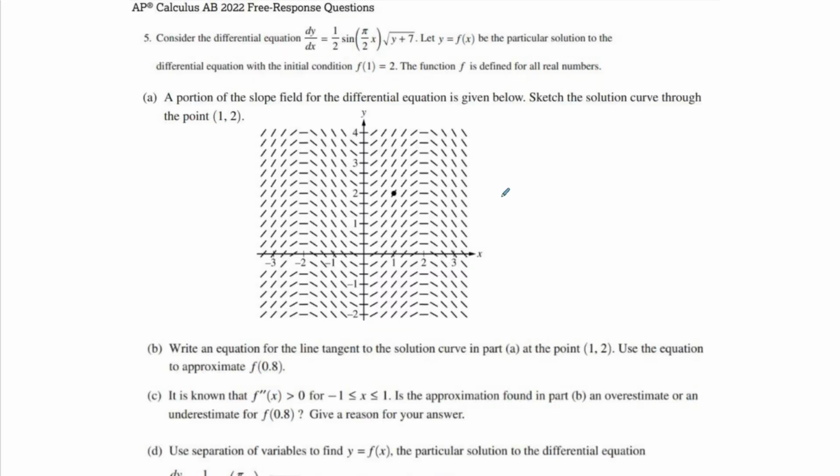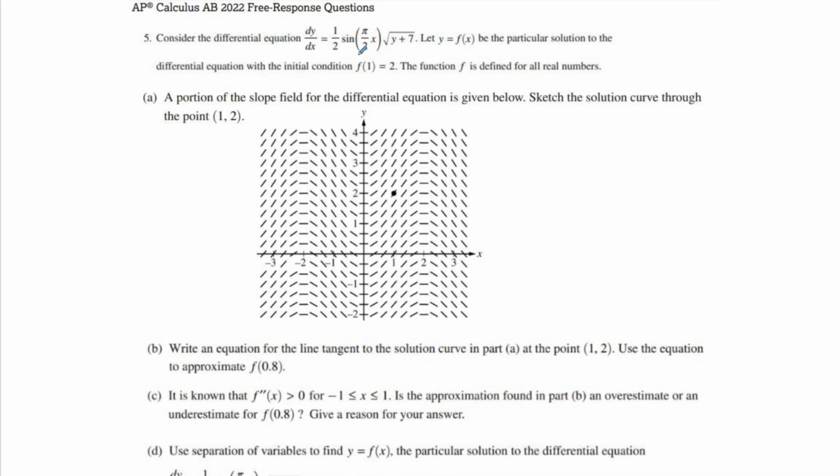Okay, so let's now take a look at another FRQ. So we have the 2022 FRQ. What you're going to notice is that usually the FRQs for differential equations might also have a slope field. If you have a slope field, it's pretty much a gimme. So we're told, consider the differential equation dy/dx equals 1/2 sine of pi over 2 x times the square root of y plus 7. And let y equals f of x be the particular solution to the differential equation under the initial condition f of 1 equals 2.